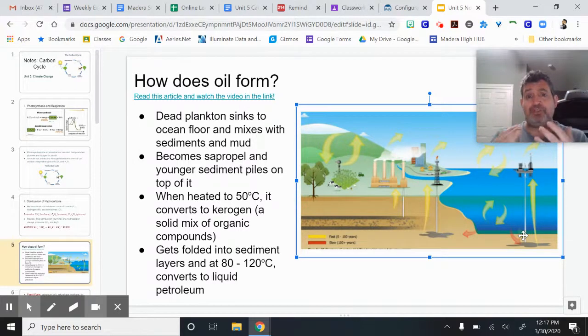And as the pressure keeps increasing, the temperature keeps going up. They're 1-to-1. And so it gets up to about 80 to 120 degrees Celsius, and it converts into liquid petroleum. And so that's how we get our oil that we have in reserve.